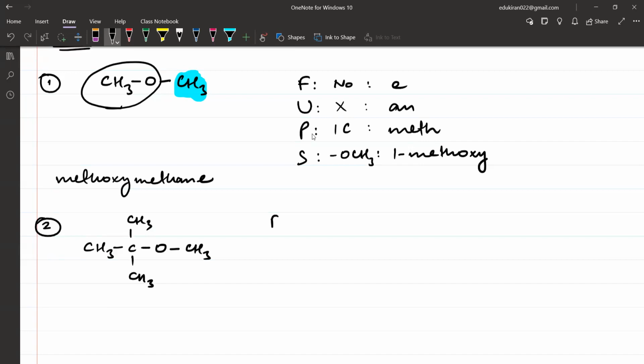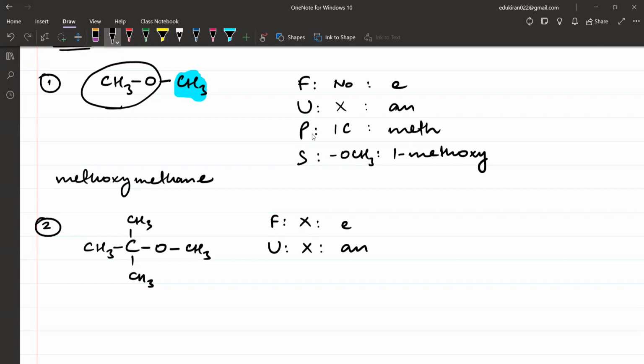Okay. Now tell me the functional group. Look here, don't write, look here. What is the functional group here? It is E, sir. There is no functional group, right? So it is E. Is there any double bond, triple bond, unsaturation? No, sir. So it will be AN.